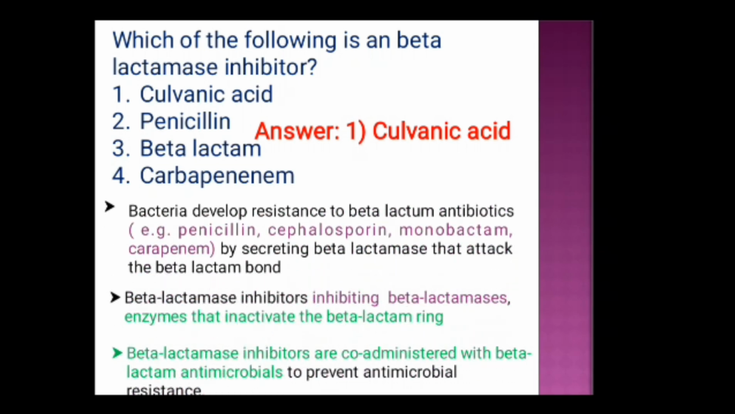This beta lactamase inhibitor is used in coordination with beta lactam antimicrobials to prevent the antimicrobial resistance. The bacteria develop resistance to beta lactam antibiotics such as penicillin, cephalosporin, monobactam, carbapenem by secreting beta lactamase that attack the beta lactam bond, thus inactivating the beta lactam antibiotic.